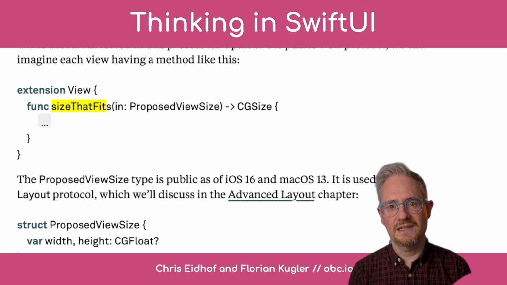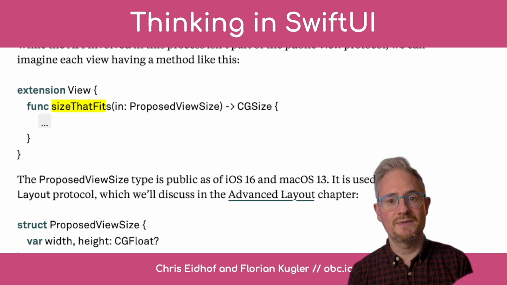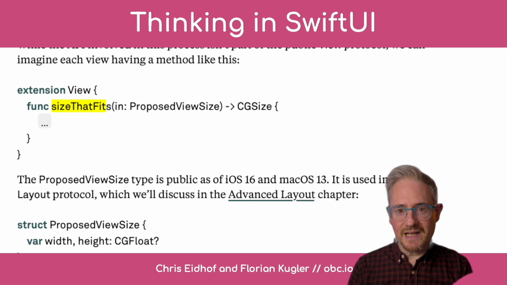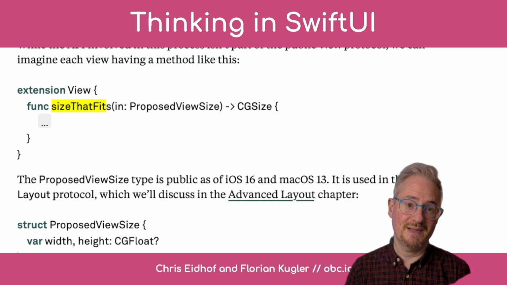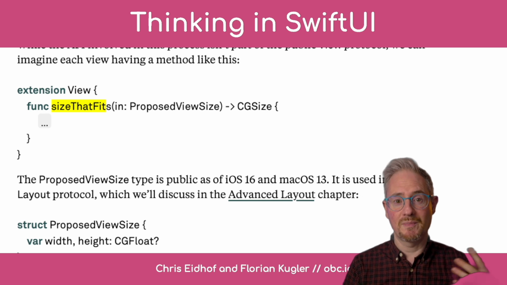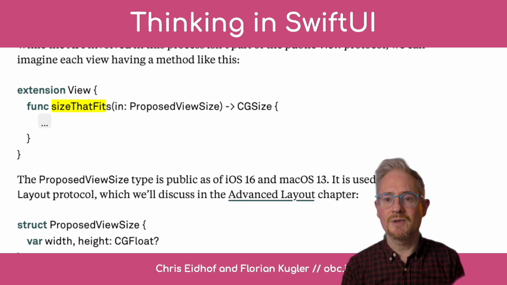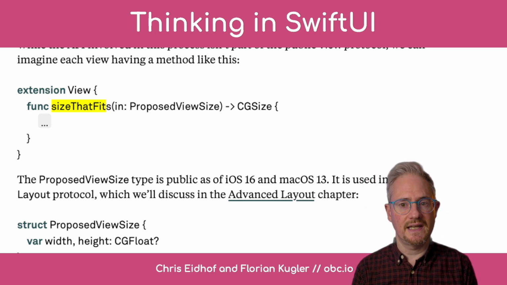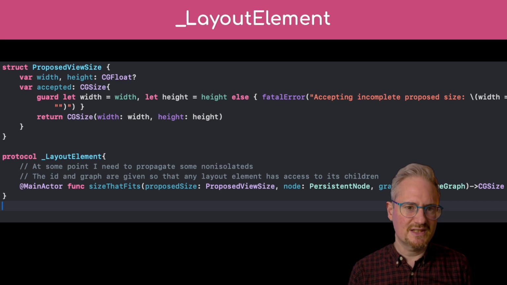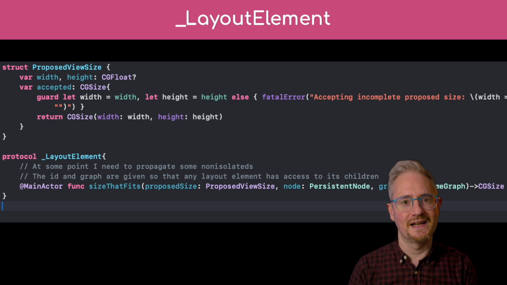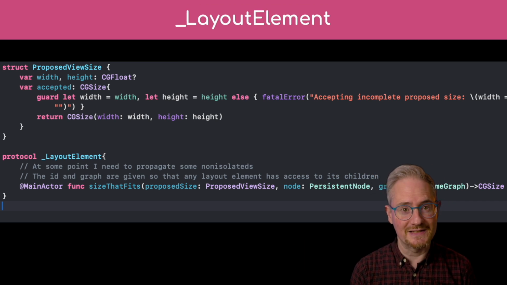So let's start with layout. In Chris Eidhof and Florian Kugler's book, Thinking in SwiftUI, they say that we can imagine each view has a method like this, basically size that fits in a proposed view size, where a proposed view size has an optional width and height. I'm not going to go into loads of detail on this stuff today, but I'm going to show you code where others can't because it's inside SwiftUI.